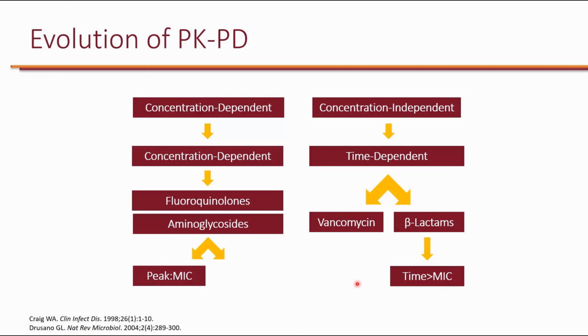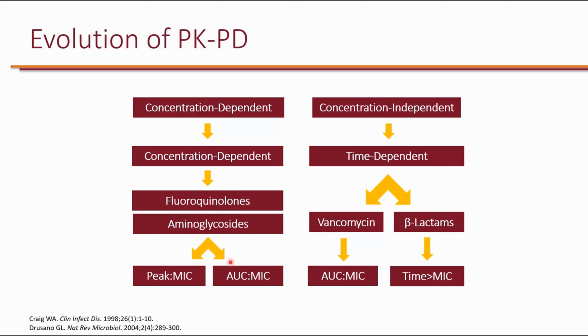Now compare that to concentration dependent. If you have a high concentration, the ratio of peak concentration to MIC, the higher this ratio will result in the maximum amount of killing. And then there's the concept of AUC, or area under the curve, to MIC ratio, which is used for aminoglycosides and fluoroquinolones, which I will explain more. But this AUC to MIC is also used for vancomycin. So generally speaking, peak to MIC ratio is used for concentration dependent, and time above MIC is used for time dependent. And then AUC to MIC, it just depends.